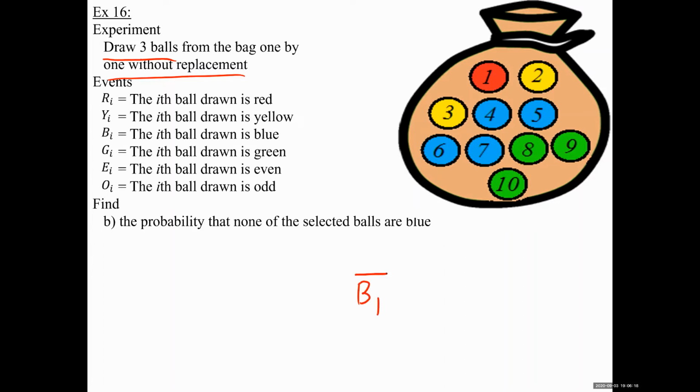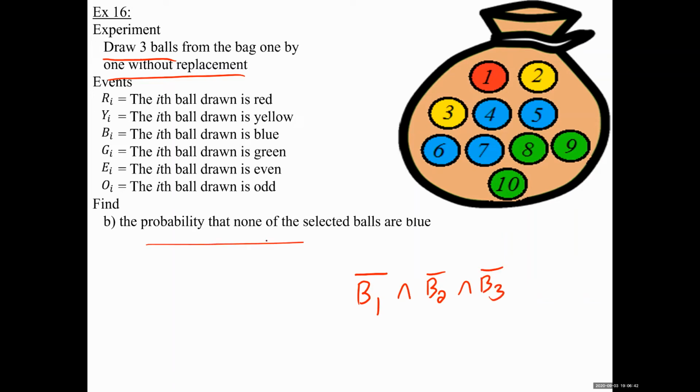First ball is not blue. That line on top means not, right? First ball is not blue. So if none of them are blue, the first ball is not blue. Now I need a word. And the second ball is not blue. Okay, and the second ball is not blue. And the third ball is not blue. Right. So you have to rephrase the question like that to yourself.